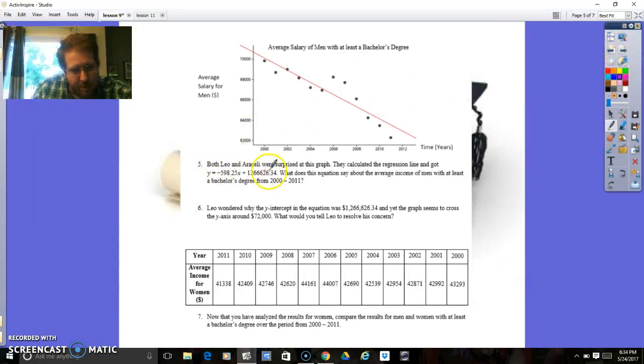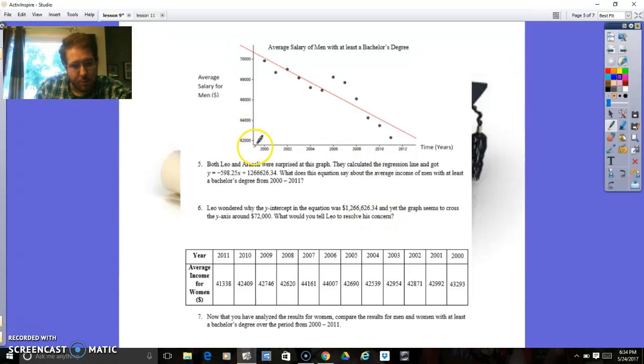Number 5, both Leo and Araceli were surprised at this graph. They calculated the regression line and got this. What does this equation say about the average income of men? Well, it tells you that basically over time men with a bachelor's degree make less and less each year because the trend is going down. Leo wondered why the y-intercept would be this. Now, this is a great question because it looks like it starts at $70,000 back in the year 2000. But why would the y-intercept be 1.2 million?